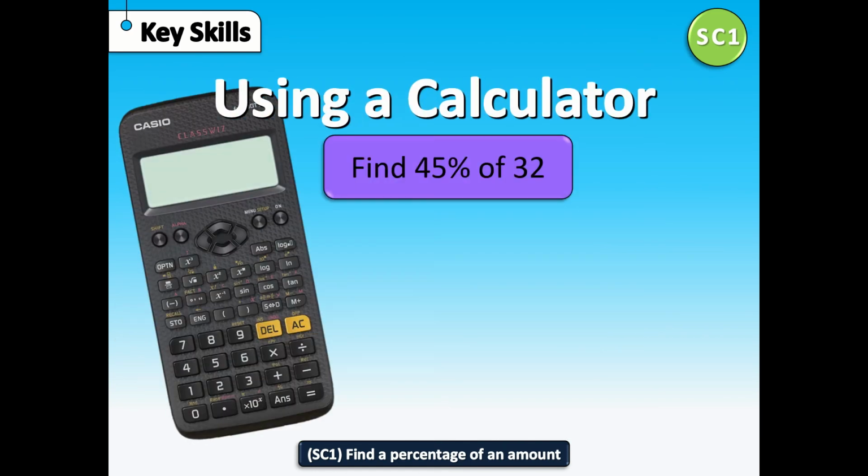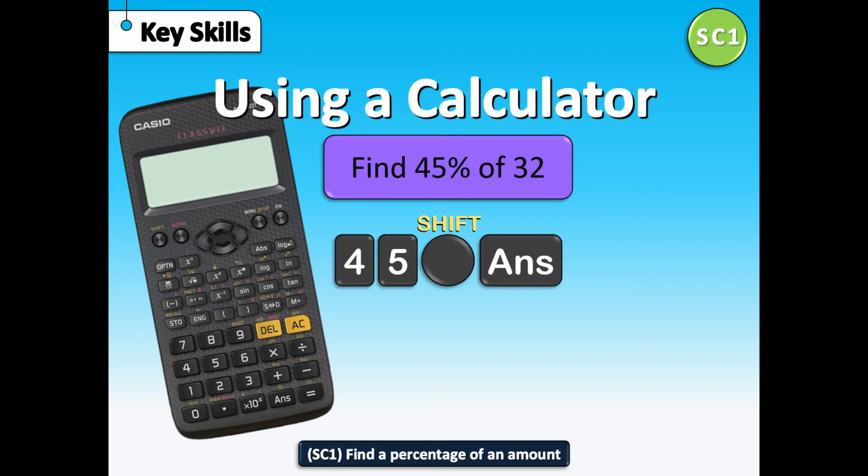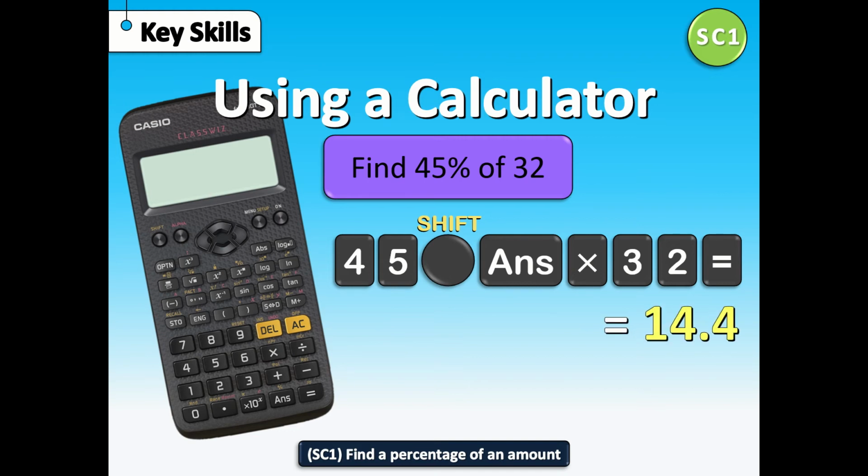So if we want to find 45% of 32, we type in 45 into the calculator. Then we press Shift and ANS, and that gives us the percentage sign. And then we press times 32. And if we press equals, that will tell us what 45% of 32 is. And we should get 14.4.